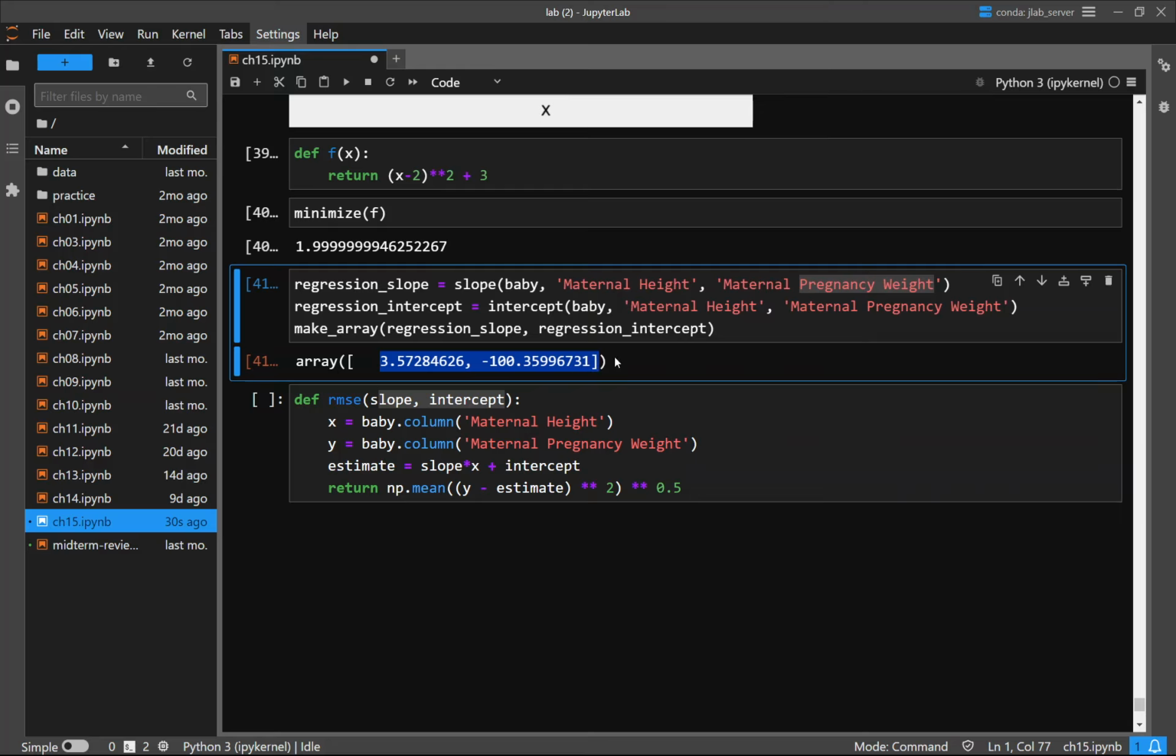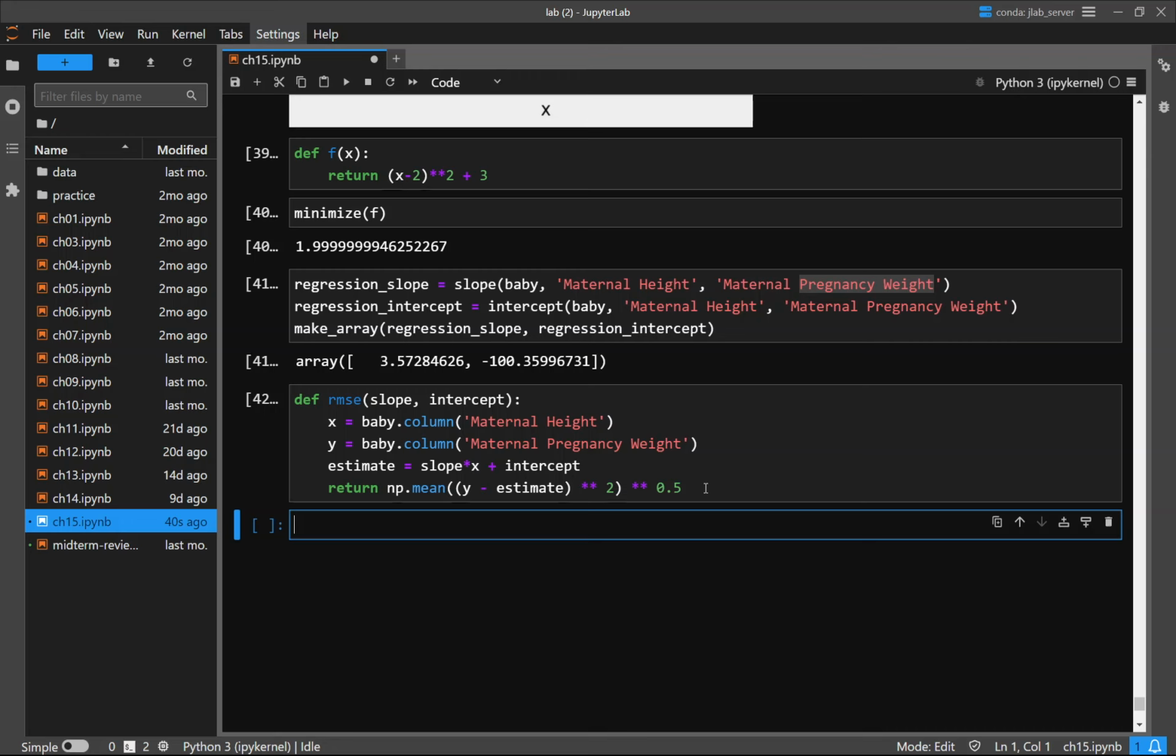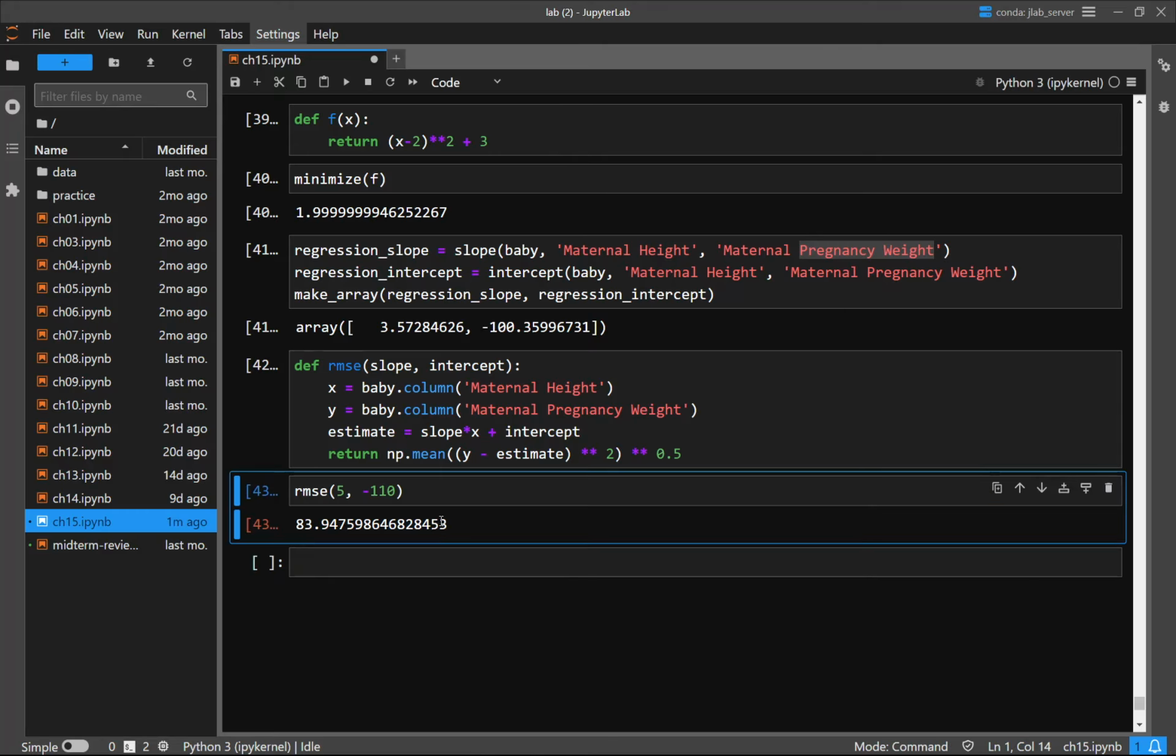This was our regression prediction, right? That's what regression said was the best line, the best slope, the best intercept. But maybe there was a better one. Minimize would find it. Let's see. Because you could say RMSE with, I don't know, 5 and negative 100, negative 110 or something. That would calculate a root mean square error of 83. All right, that's a thing.